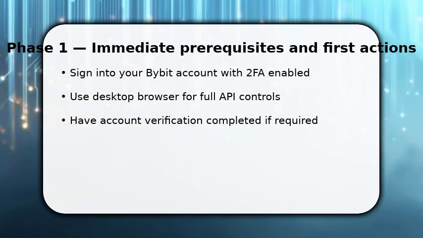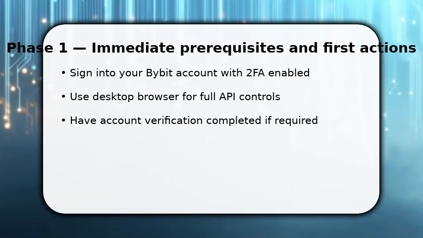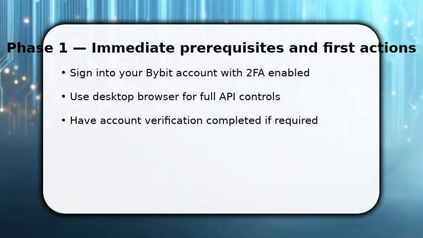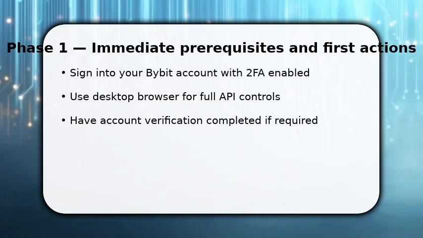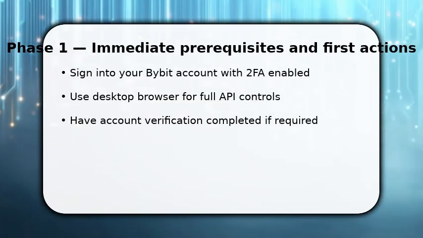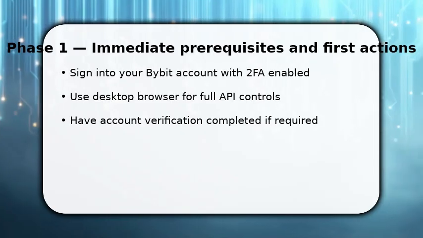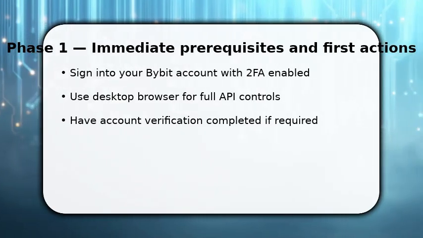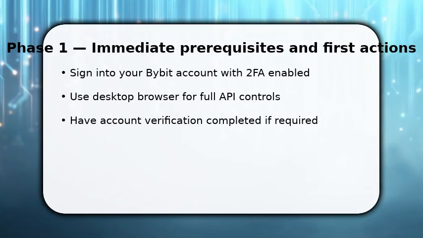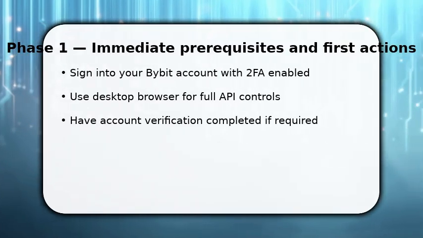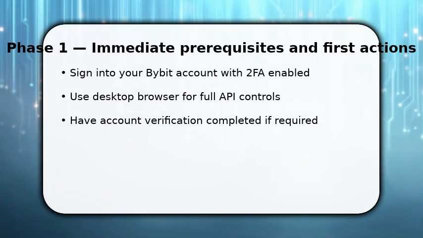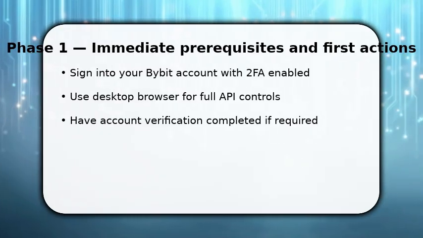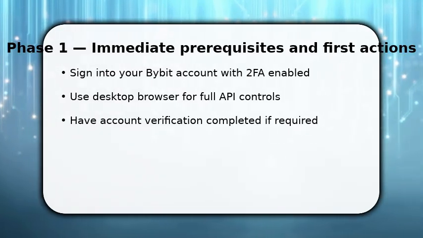You start by signing into your Bybit account and confirming 2FA. This protects API access. Once logged in, navigate to the user menu at the top right and choose API Management to begin. Make sure you use a desktop browser because the web interface exposes all settings. Also confirm your account verification status. Bybit may block API creation for unverified users.